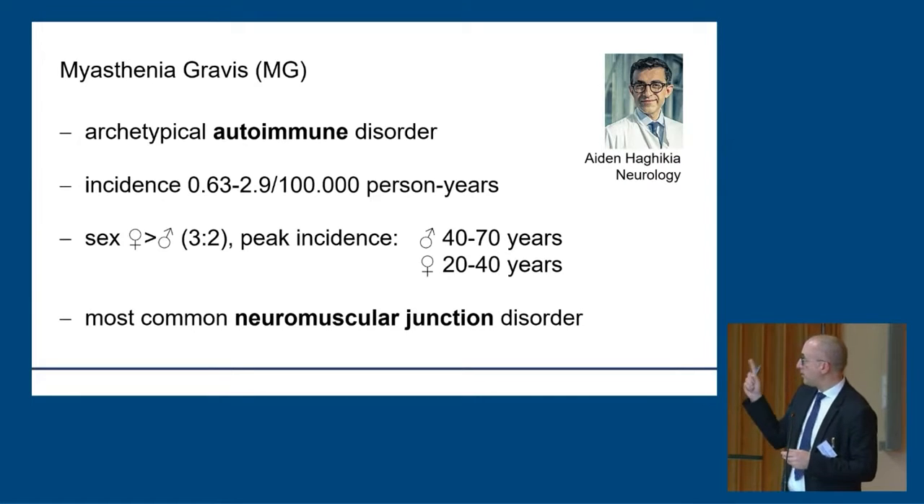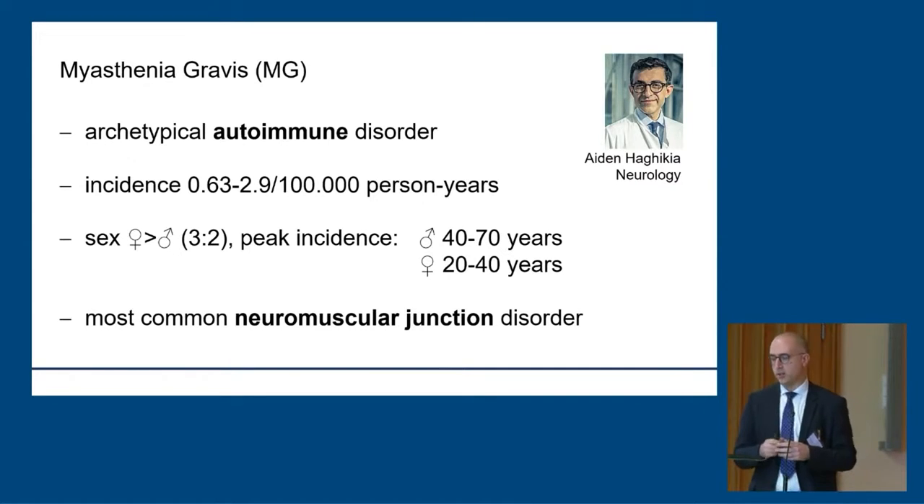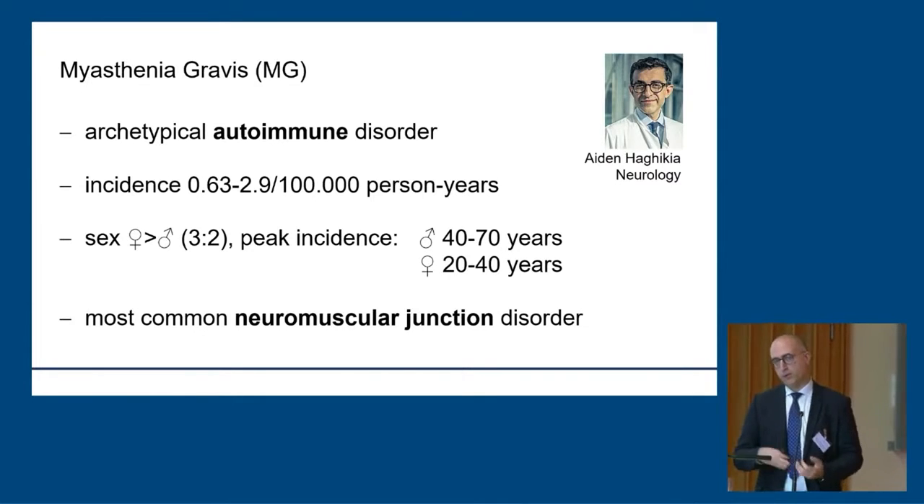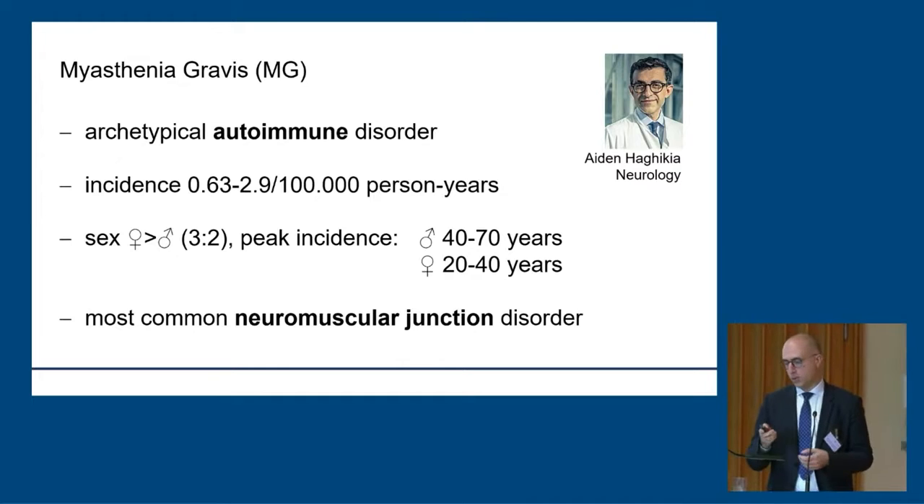First of all, it's a rare disease, right? However, despite being rare, it's the most common neuroimmunological junction disorder. And you have heard already some things about that from Professor Payne. So you have more women being affected than men, and you have peak incidences at a younger age, mostly affecting women, and at an older age, mostly affecting men.